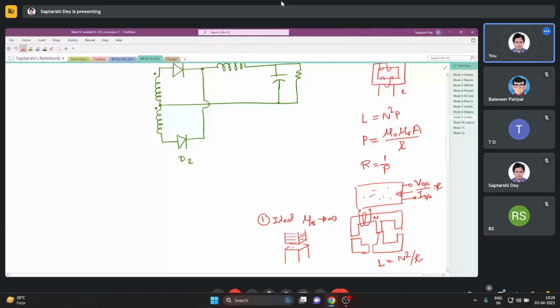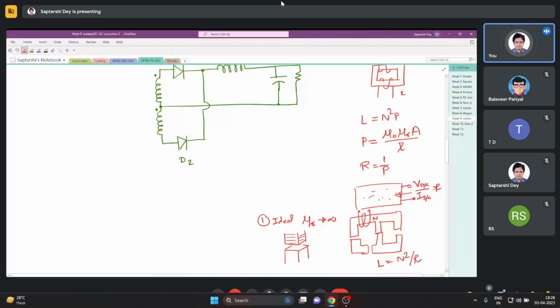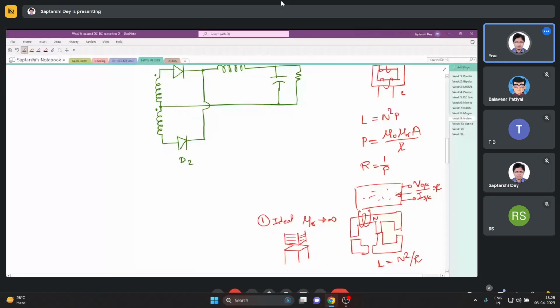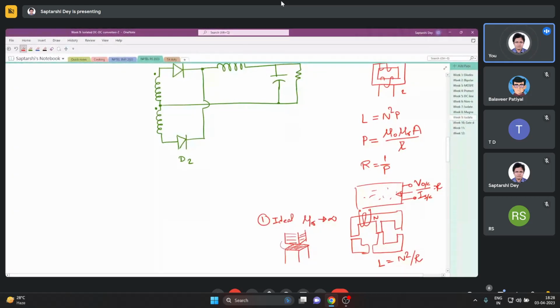So you see the area of the air gap. We are not talking about any fringing, no fringing. So the area of the air gap, we simply take the area of the core as the area of the air gap, because the flux is flowing in this way.